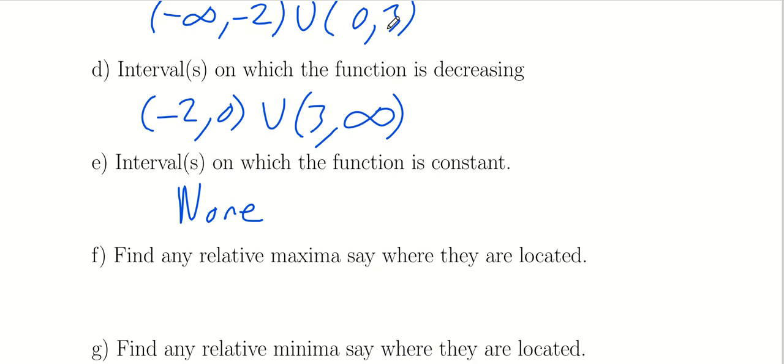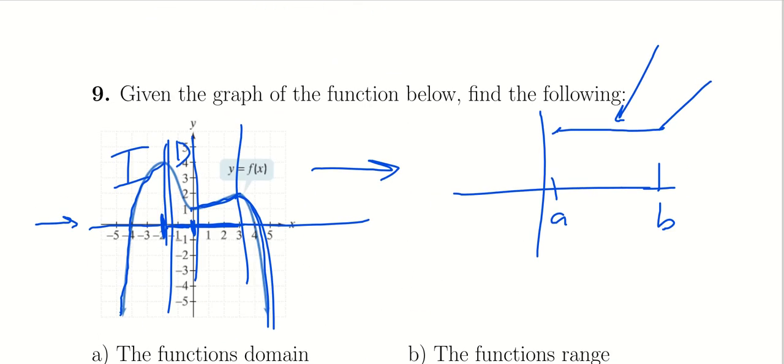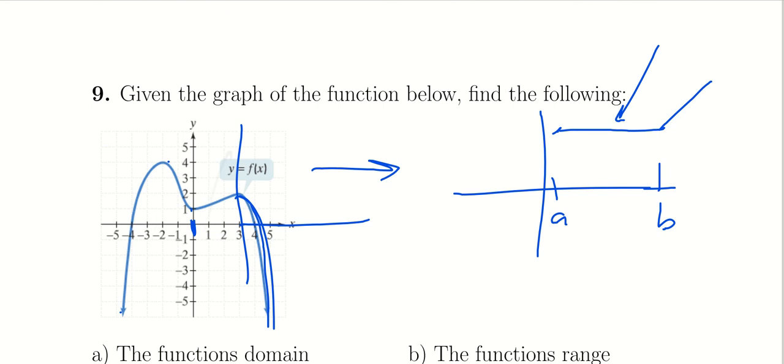They want two more things. They want the relative maximums and relative minimums. Remember, these correspond to locally low points or locally high points, so kind of like peaks or valleys. The relative extrema, there's going to be one here, as well as one here.